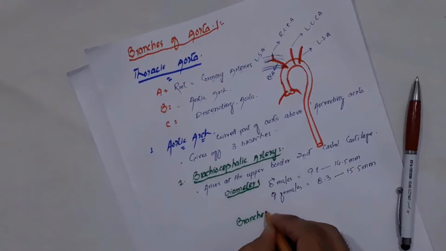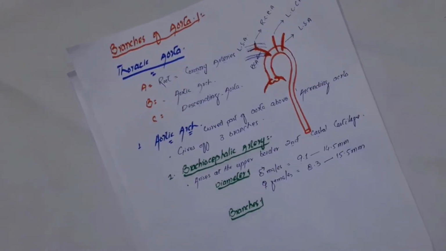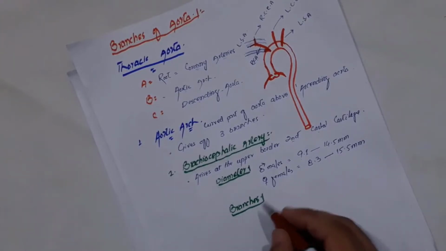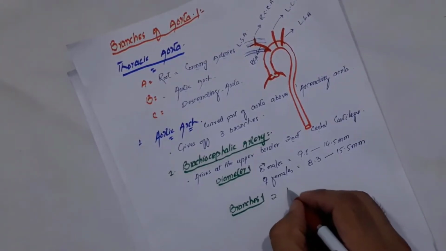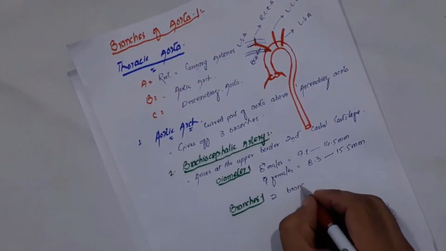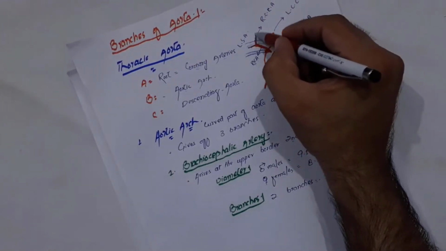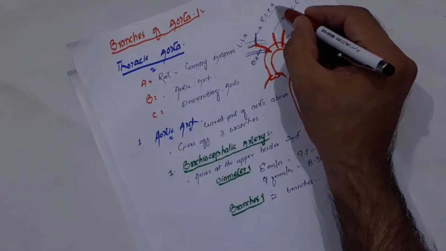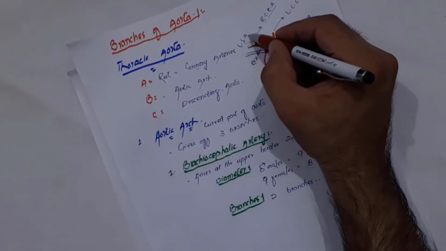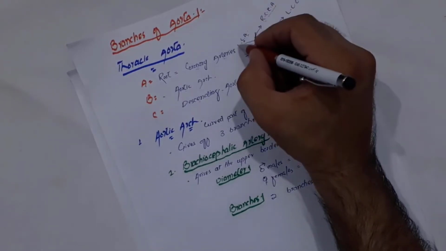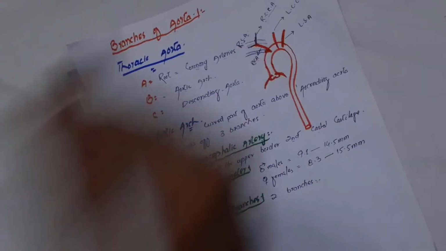Right, then what are the branches of this artery? Branches of brachiocephalic artery. So brachiocephalic artery gives off two branches, as you can see here. The right common carotid artery and the right subclavian artery.